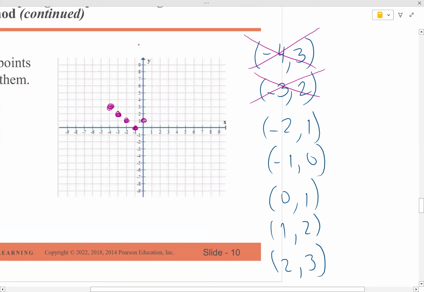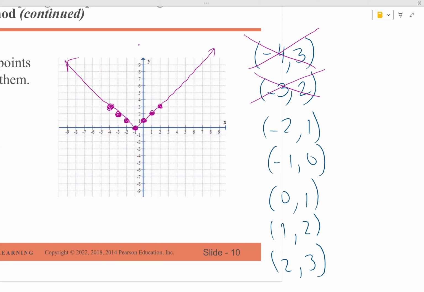Oh, now we're moving up. Look at that. I thought they were going to be going down, and they're flipping the script on us. 1, 2 would be here. 2, 3 would be here. So it almost looks like a V shape, and we'll find out later in chapter 2 that that's exactly what shape these types of graphs have. Absolute value graphs look like a V, yeah.